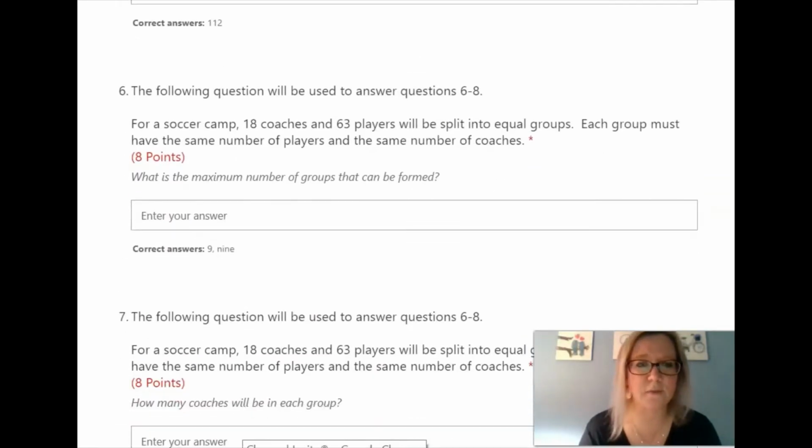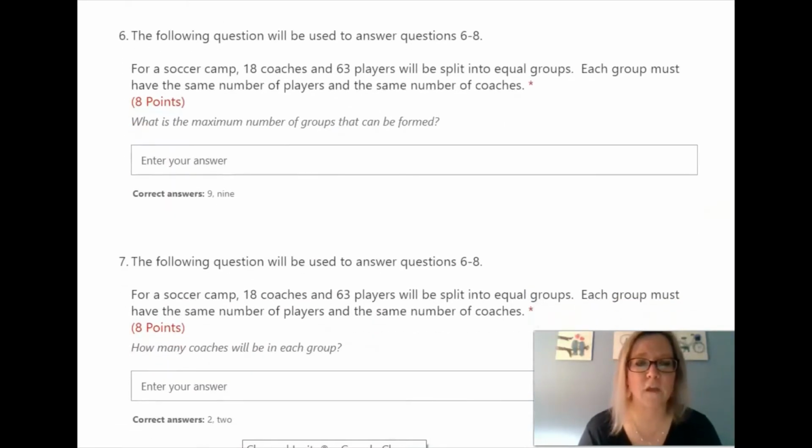Alright, the next problem. And actually, we use the same problem for problems 6, 7, and 8. Alright, so for a soccer camp, 18 coaches and 63 players will be split into equal groups. Each group must have the same number of players and the same number of coaches. Alright, so this question asks, what is the maximum number of groups that can be formed?